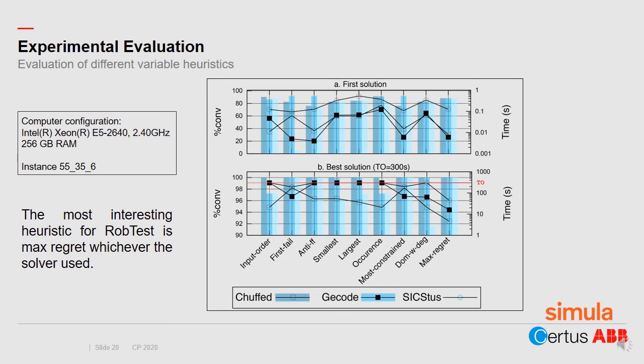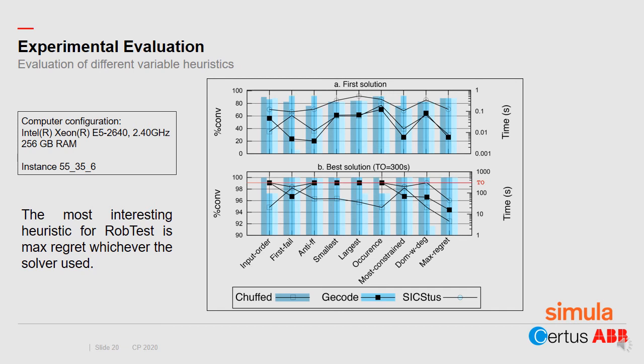The second comparison is over the best solution. So you can see the red line. This is a timeout of 5 minutes. And from this, we can see that all solvers are able to return a best solution with a quality higher than 95%.